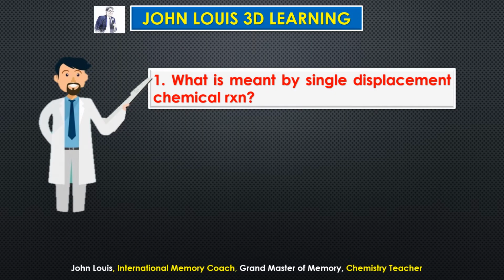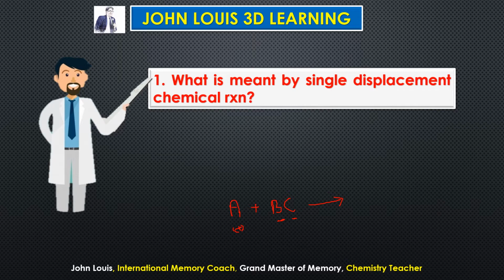What is meant by single displacement reaction? Before we get into the definition, we try to understand what it is, by taking some examples. It's so simple and so easy to understand. For example, you take an element A and a compound BC. A is an element, and BC is a compound because B is a positive ion and C is a negative ion. The element may be either a positive element or a negative element, that doesn't matter.